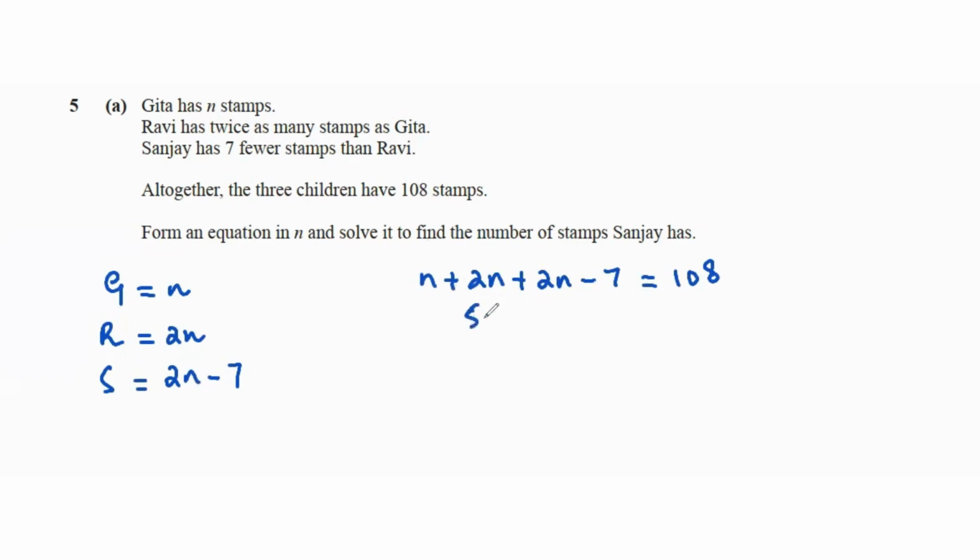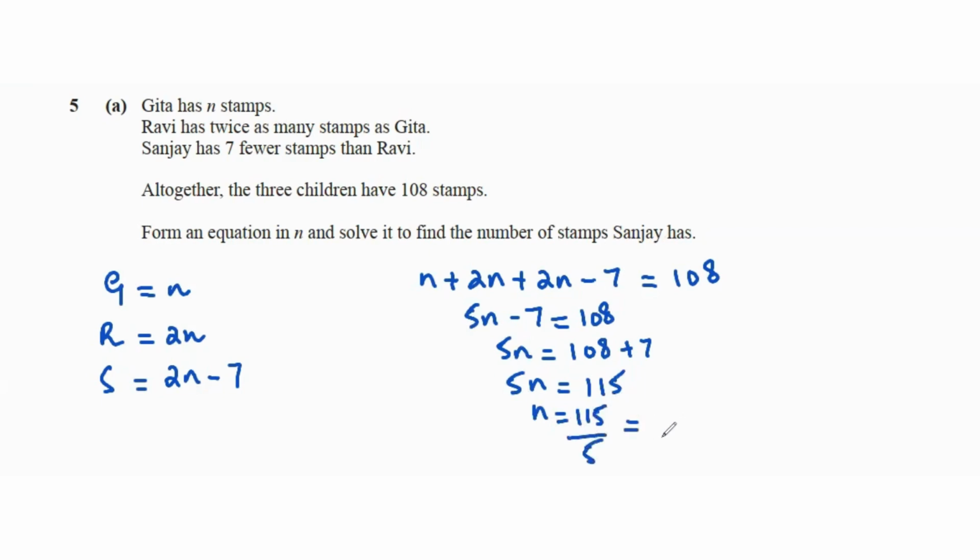So add them up. 5n minus 7 equals 108. Isolate 5n. So 108 plus 7 is going to equal 115. So now n equals 115 divided by 5, which is going to be 23. They asked us the number of stamps Sanjay has. So Sanjay will have 2 times 23 minus 7, which is going to equal 39 stamps.